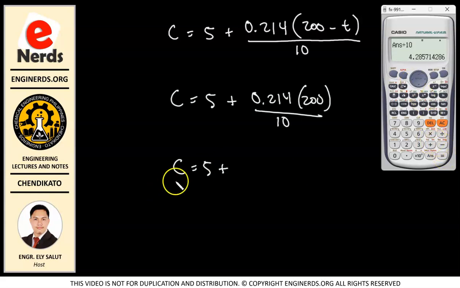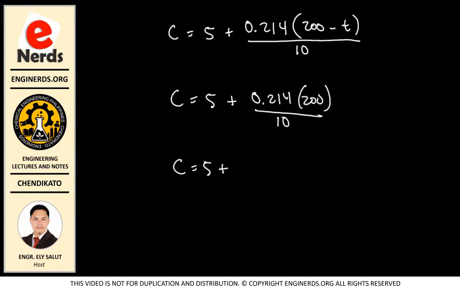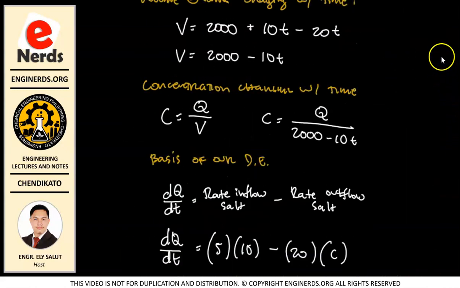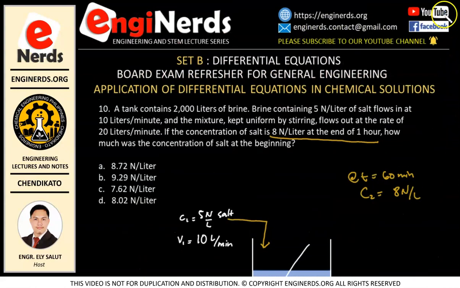Okay, so our C is equal to 5 plus, let's use our calculator again, 0.214 times 200 divided by 10, then plus 5. We have 9.285, so we have 9.29. Alright, so 9.29. The unit is newtons per liter. So this will be our final answer to our final question. So 9.29. Let's look at our choices. We have letter B, which is 9.29 newtons per liter.